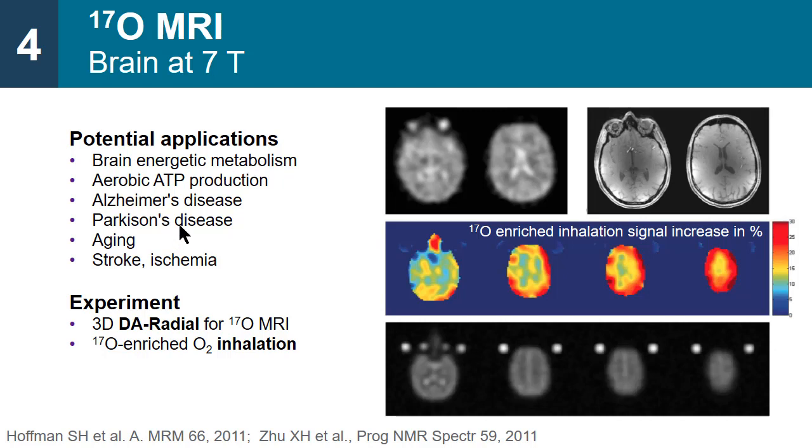So this is just some images to show you the potential applications like Alzheimer, Parkinson, ischemia, brain tumors. And you need ultra-short TE, and you give your patients this oxygen-enriched gas to inhale, and you see an increase of oxygen-17 in the brain. This is very low resolution, but still detectable.